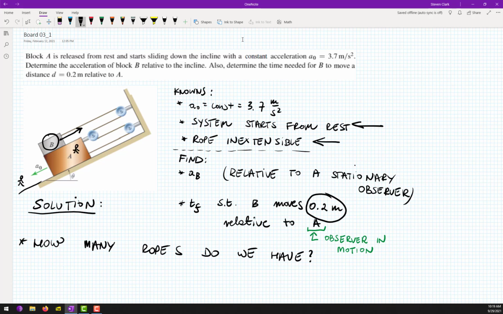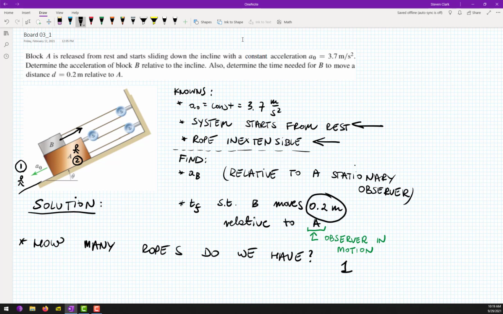So that's interesting. The first part is for this observer. The second part will be calculated for this observer, moving with block A. Okay, we will see what I'm talking about in a second. How many ropes do we have? Or are there any questions on the problem statement? Yes, exactly. Thank you, guys. Sorry for asking. I just wanted to warm you up or something.